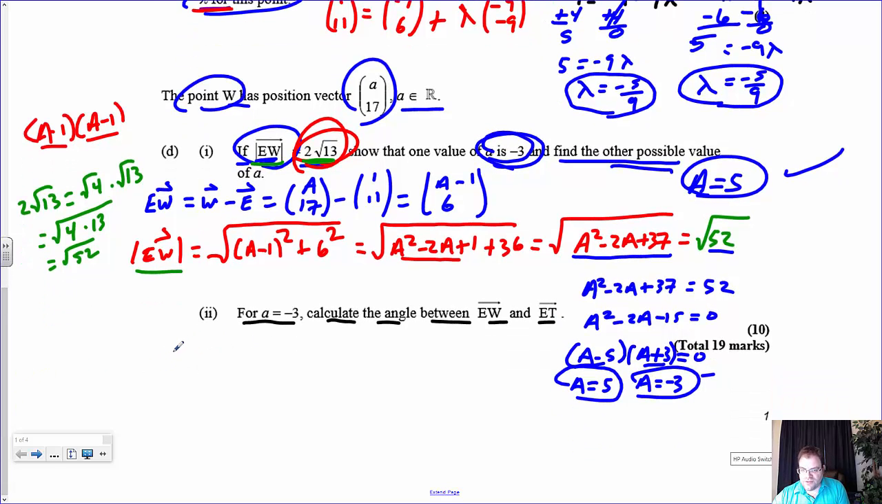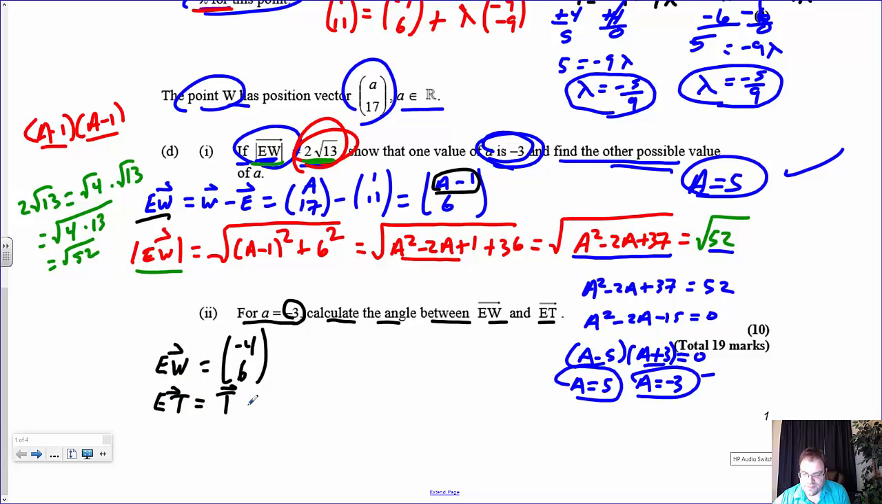Well, again, I have to find EW and ET. So EW, let's take a look at this really quick. We have it up here. It's A minus 1. But A is negative 3. So what is negative 3 minus 1? It's negative 4. The other number is 6. That's the y component. ET we have to find as well.